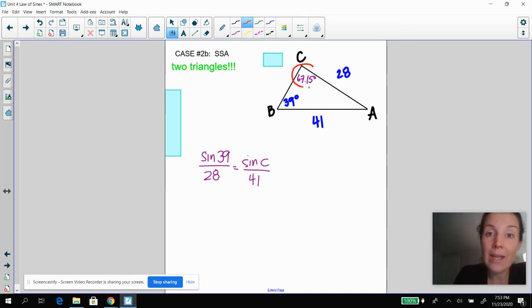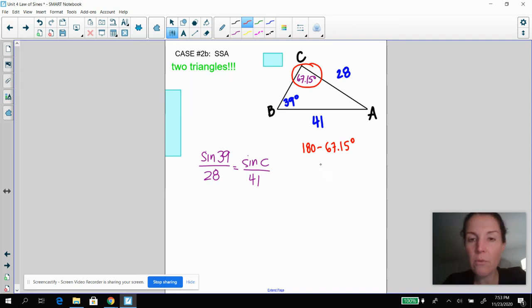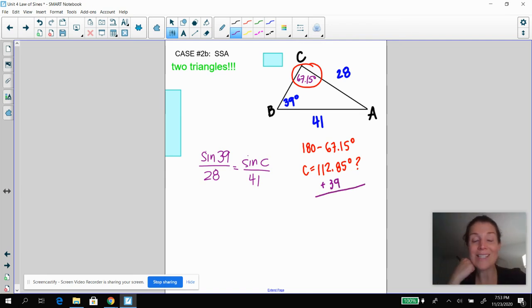Now we're going to test this again. So let's test this guy and let's see what we get. So we would do 180 minus 67.15 degrees. So I'm doing it live. 180 minus 67.15 degrees is going to be 112.85. So we're saying here, could C be equal to that? And let's think about it. Well, plus 39 degrees, does this give me something that is less than 180? It does. So what that means is we have two triangles here.